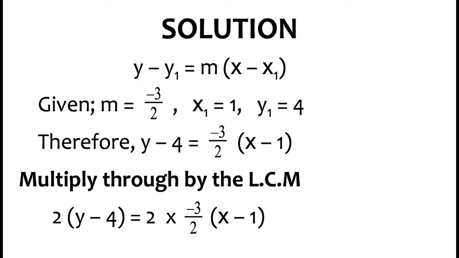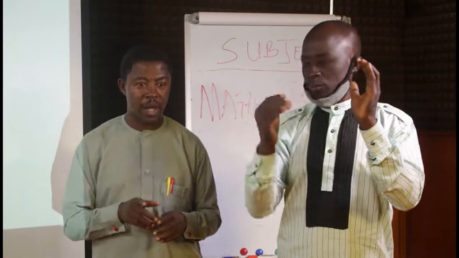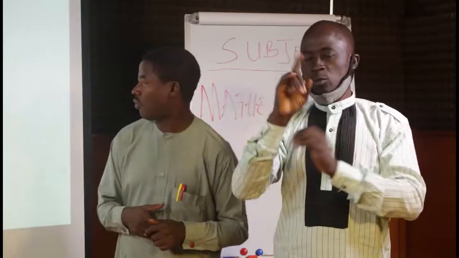Therefore, when we substitute in the equation, we have y minus y1, which is minus 4, equals m, which is the gradient, minus 3 over 2, open bracket, x minus 1, because x1 is 1.